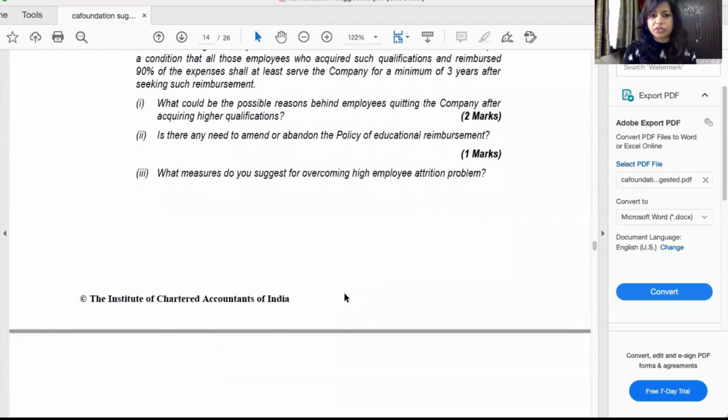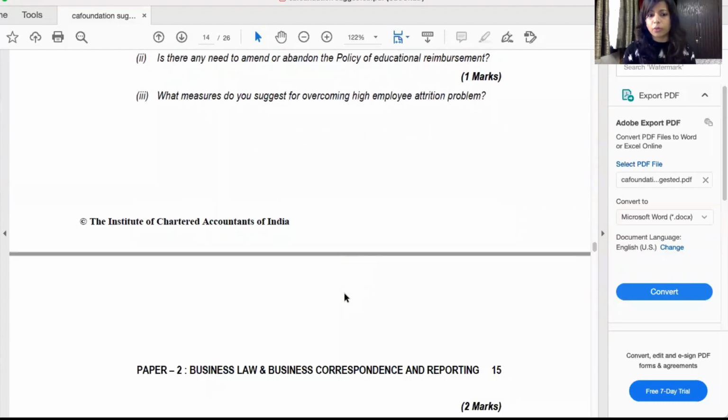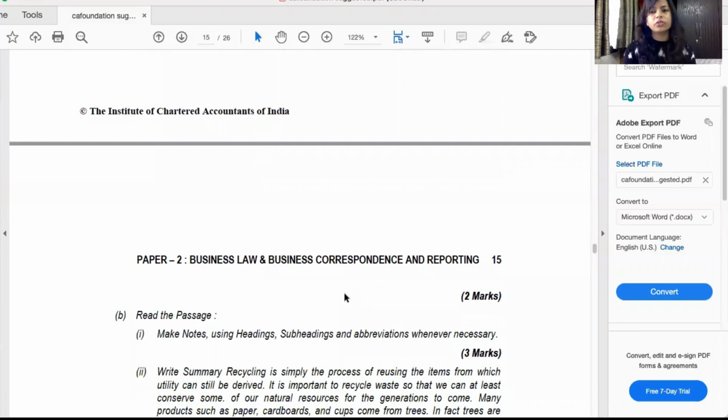What measures do you suggest for overcoming the attrition problem? This is for 2 marks. You need to write 2 points at least. Take care of your grammar.